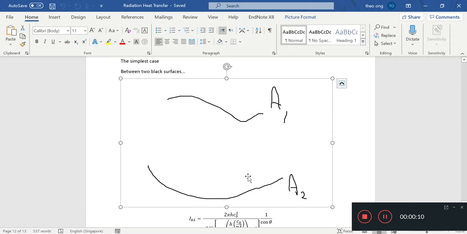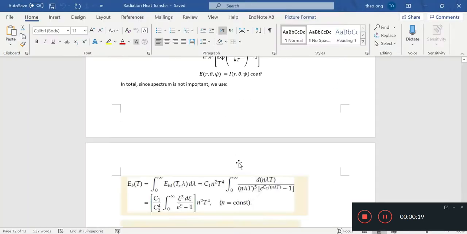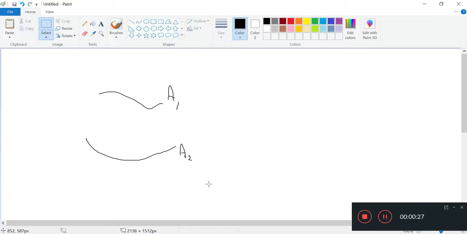In the last video, we were trying to come up with a simple case of heat transfer between two black surfaces. Let's say you have these curly surfaces, A1 and A2. As we consider that, I want to introduce the concept of view factors, as we go through the principle of how we calculate heat transfer between these two surfaces.